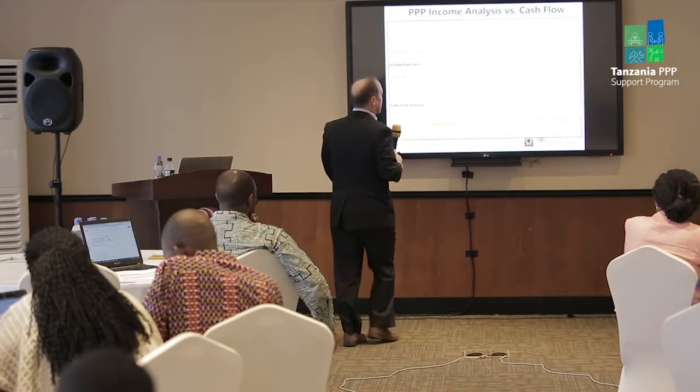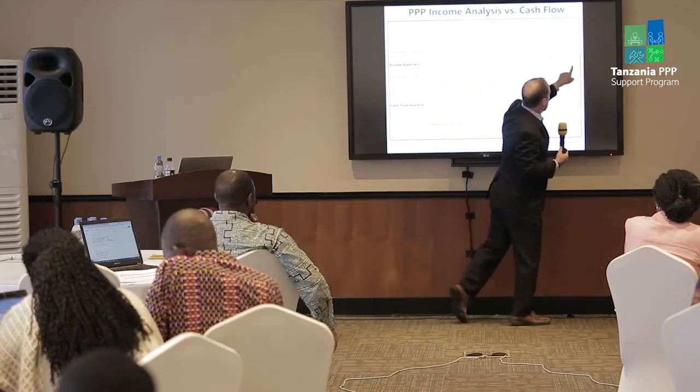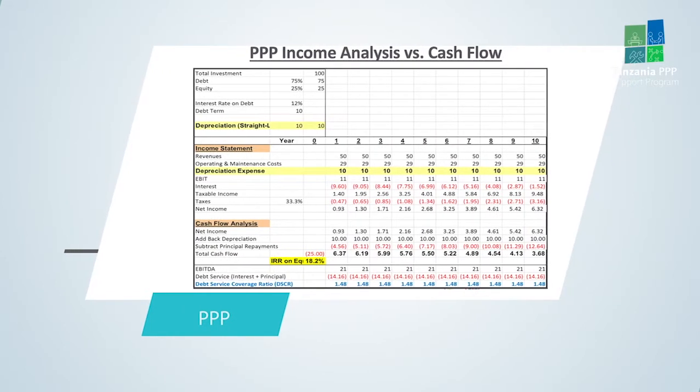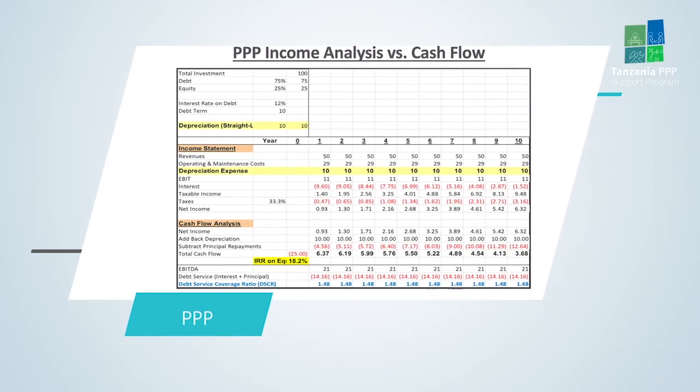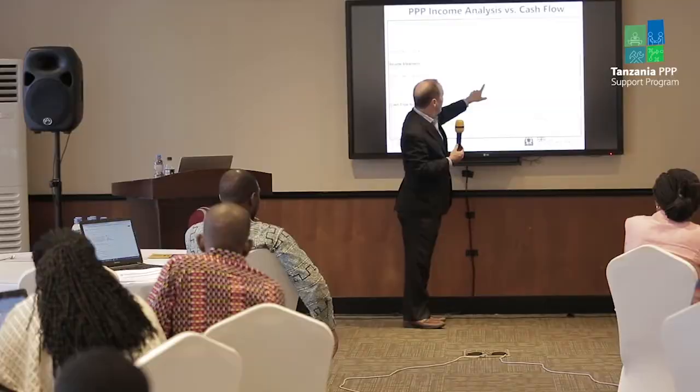Now, here's a question. The revenues stay the same. The operating and maintenance costs stay the same. Depreciation stays the same. Earnings before interest and taxes, that's EBIT, that stays the same. But wait a second, why, when I'm looking at interest, does it change? 9.6, 9.05, 8.44, why is it changing? It is due to the period of time. As you would expect during the life of a loan, you're absolutely right.